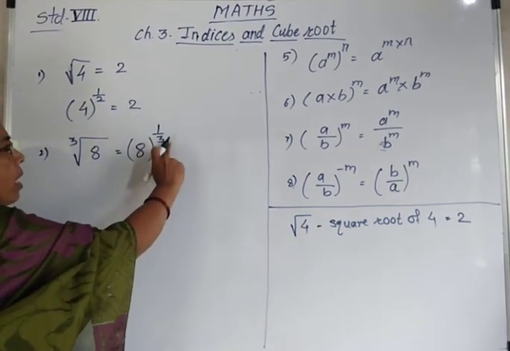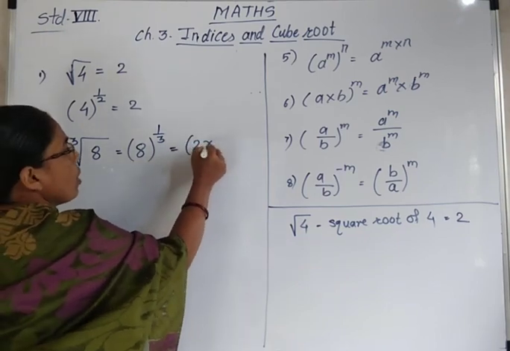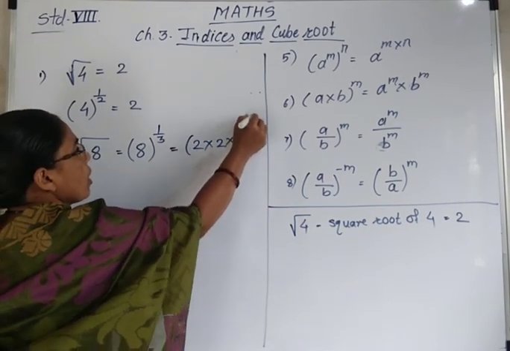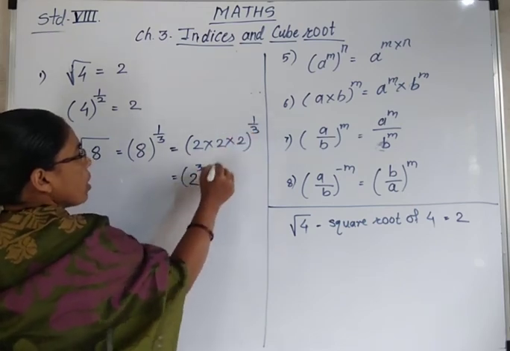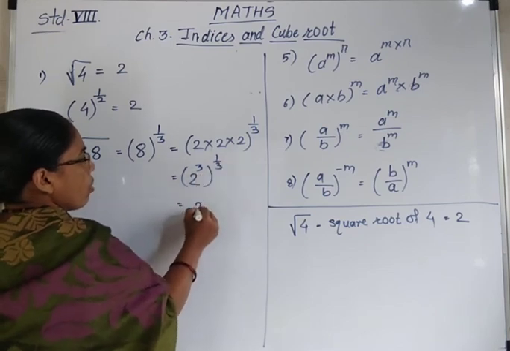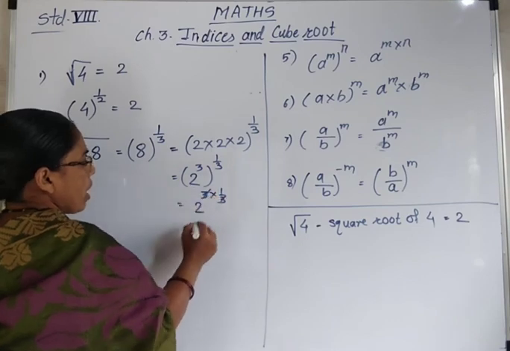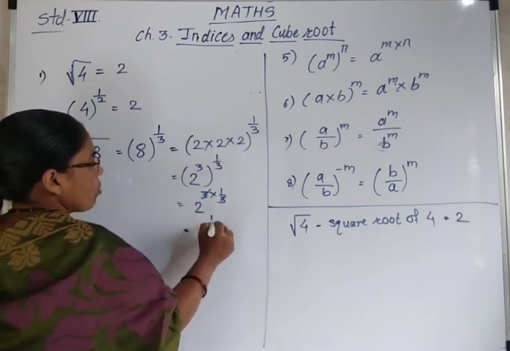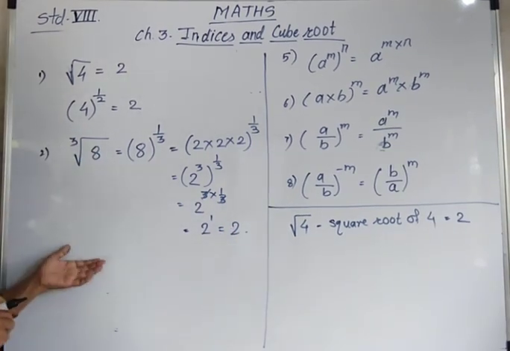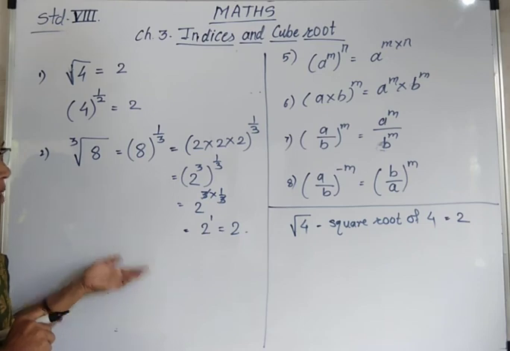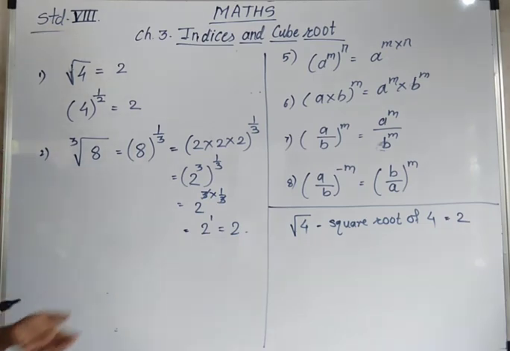The meaning is that it is the cube root, and cube root of 8 means 2 into 2 into 2 raised to 1 upon 3, which is equal to 2 raised to 3 raised to 1 upon 3, which is equal to 2 raised to 3 into 1 upon 3. This 3 will cancel, and you will get the answer 2 raised to 1, which is equal to 2. So we are learning this year, in the next period, when the index is a rational number.